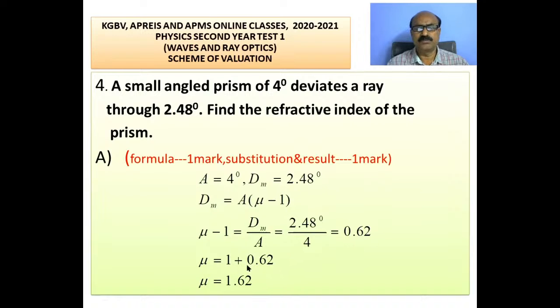So mu is equal to 1 plus 0.62. Final answer is mu is equal to 1.62. See, mu is the refractive index. It has no unit. That is why you need not write any unit for refractive index.